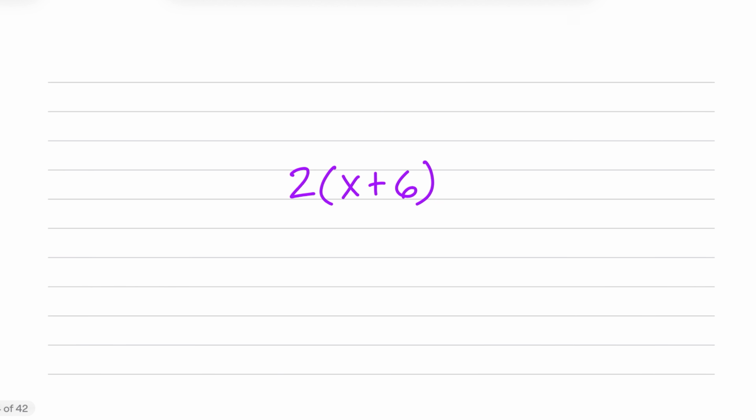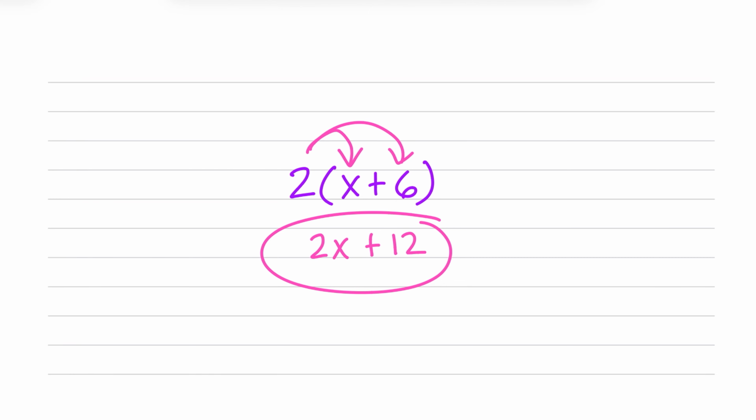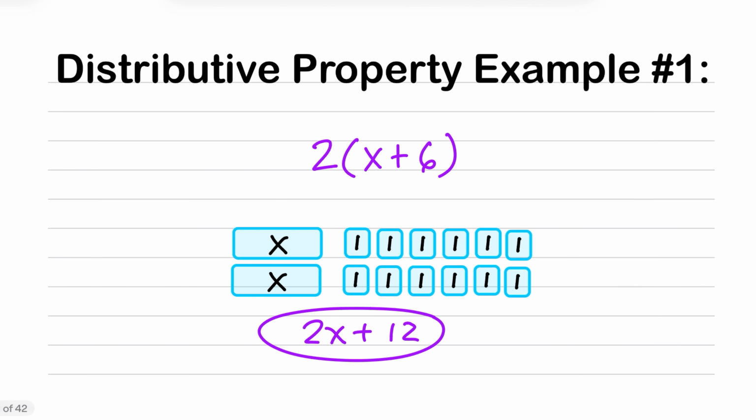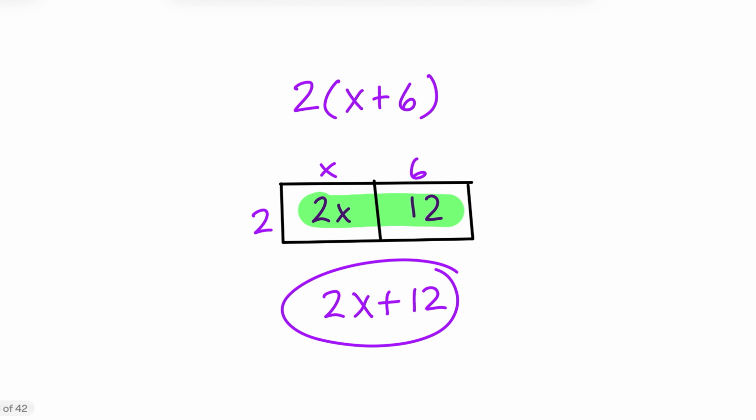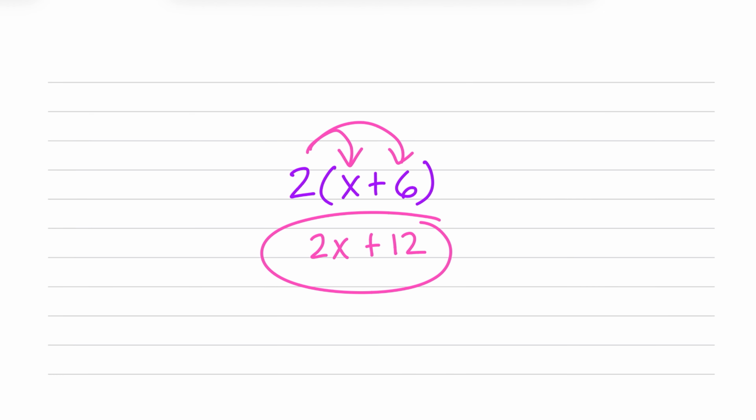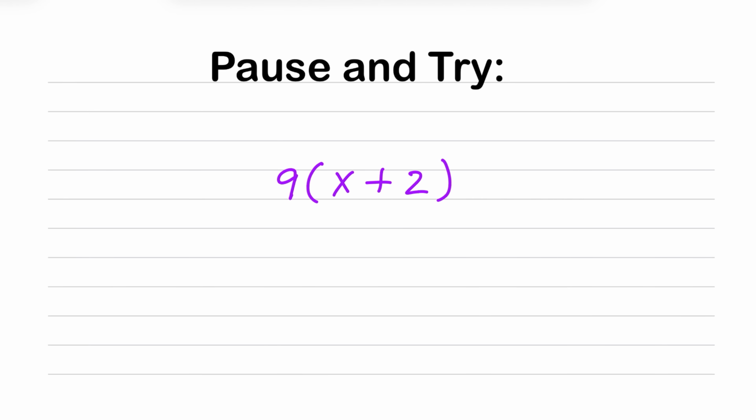Using the same problem, we're going to use arrows to multiply. 2 times x is 2x. 2 times 6 is 12. We ended up with 2x plus 12, all 3 methods. We had algebra tiles, an array, and just using arrows. Now it's your turn. Please pause and try.